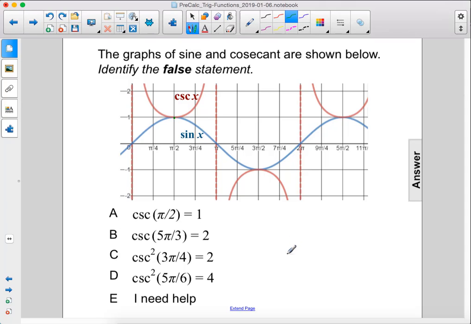The graphs of sine and cosecant are shown below. Identify the false statement. Cosecant of pi over 2 equals 1. This one's easy. We see pi over 2, cosecant is at 1. This is true. Cosecant of 5 pi over 3 equals 2.